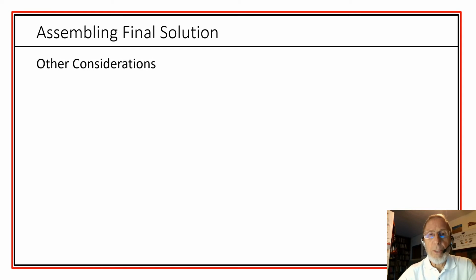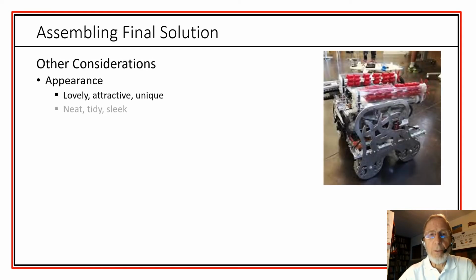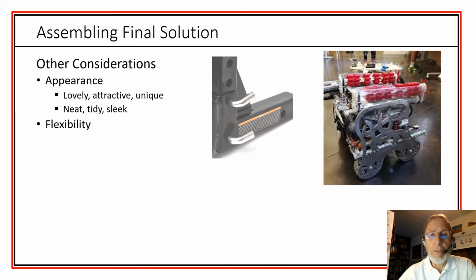Some other considerations during the assembly process include appearance. Now we can make something that's really lovely, unique, stands out. It's clearly something that we have created. That can be important to us, but we need to be careful that we don't invest too much time and too much money into that.